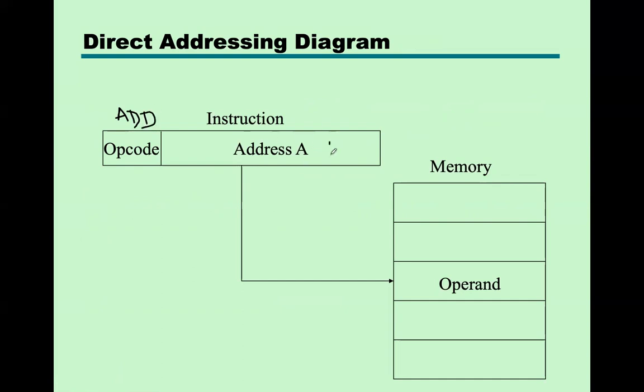Suppose A is specifying 3. That means here there are locations, for example 1, 2, 3, 4 and 5, and A is specifying the third location. Address A will not be treated as a value; it specifies the third location. So it will go to the third location and fetch the operand from there.